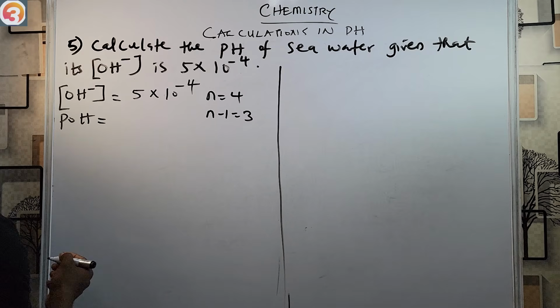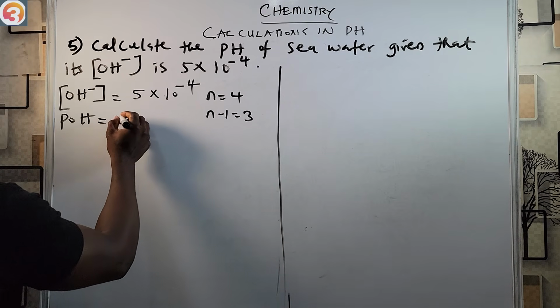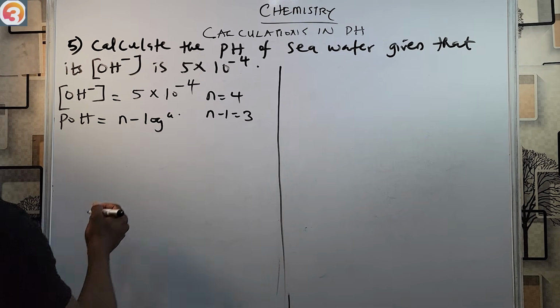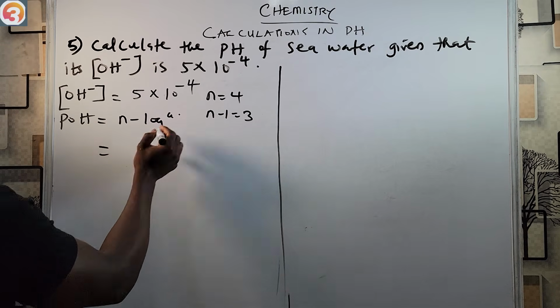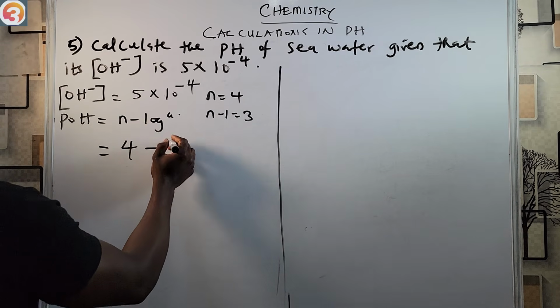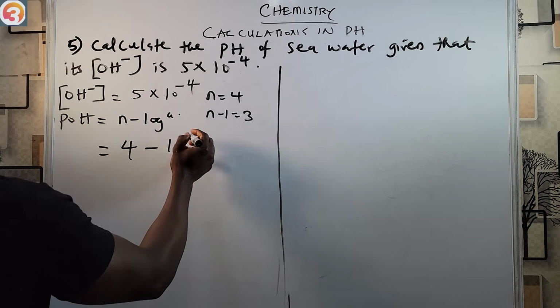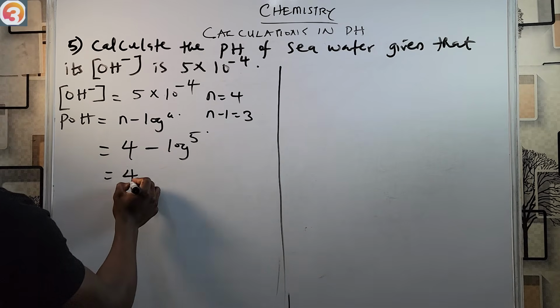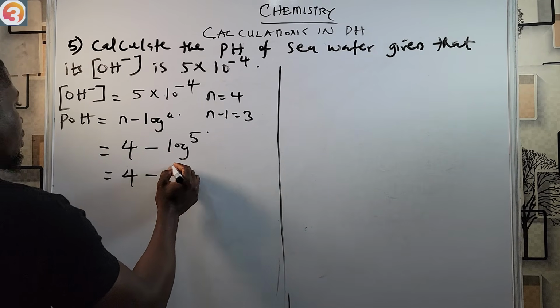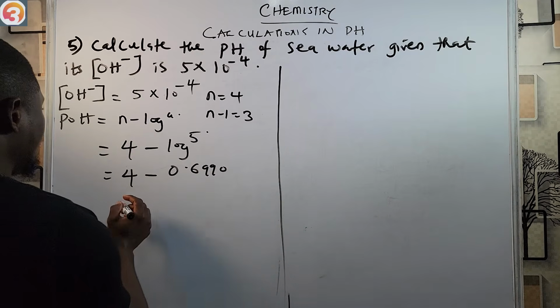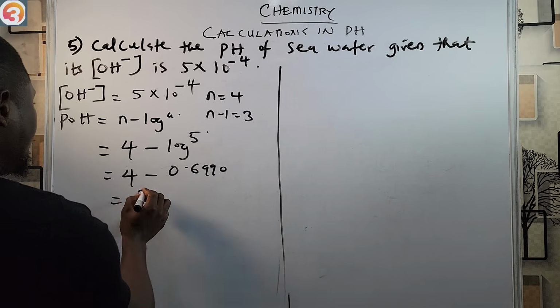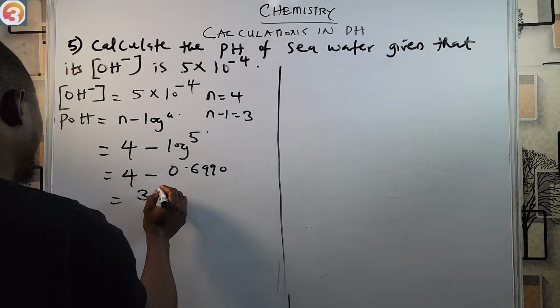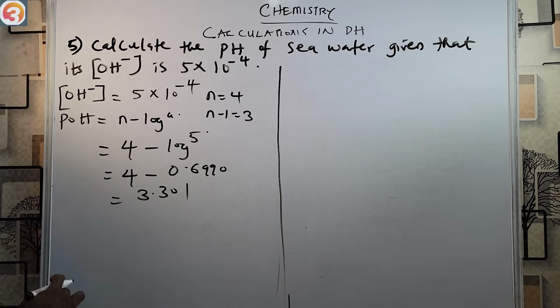So then how do we now get our pOH? Our pOH is equal to N minus log A, isn't it? So what is our N? 4 minus log A, which is 5. So I want to have 4 minus log 5, which is 0.6990. That will give you 3.301. So that's our pOH.